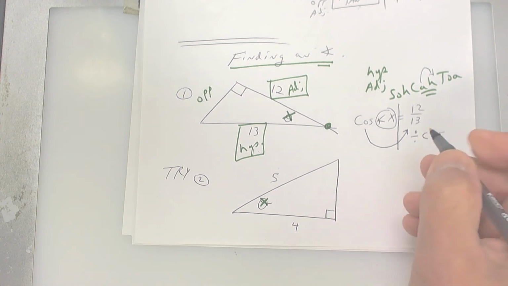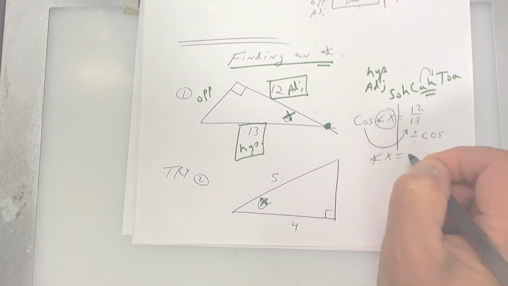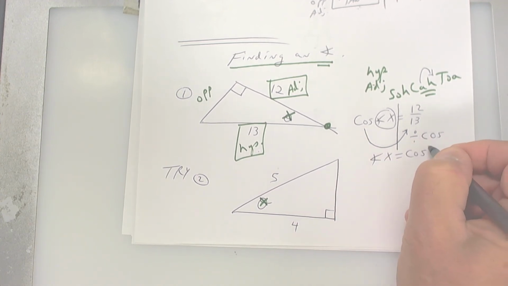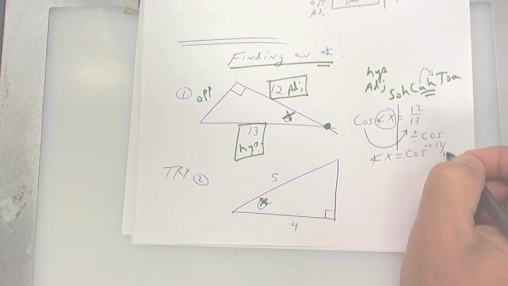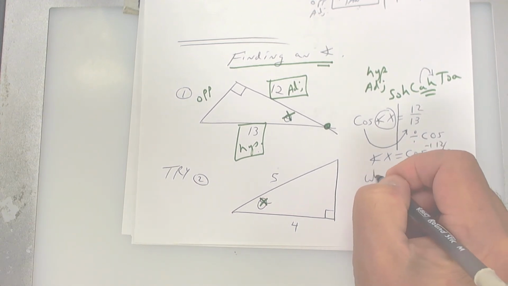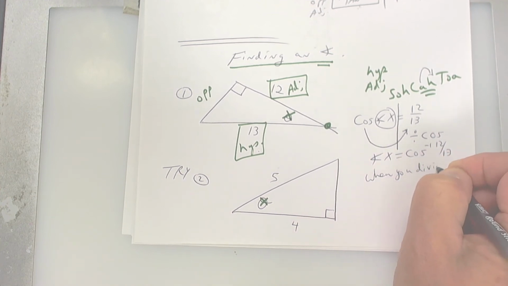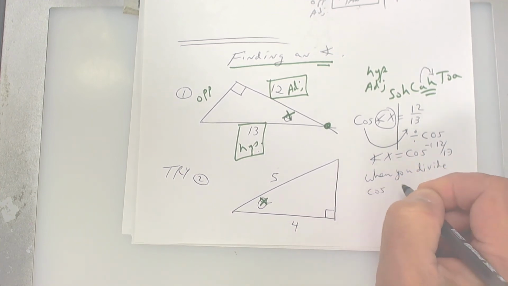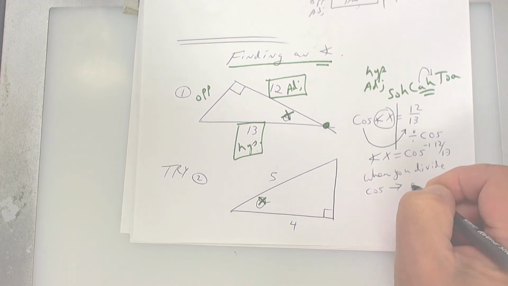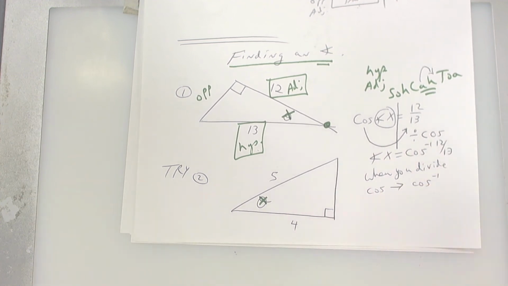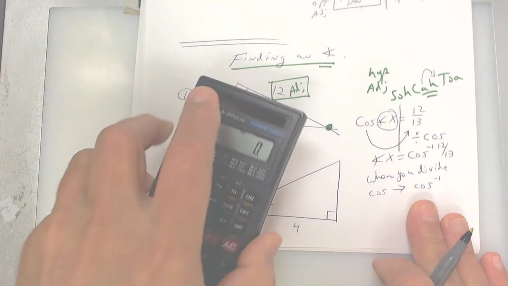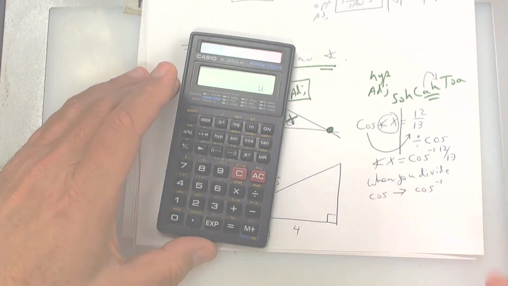And when you divide by cosine, it becomes something called the arc cosine. Write that down. When you divide by cosine, it becomes the arc cosine. Now what that means is we're looking for an angle. So look here. Here's how you do it.